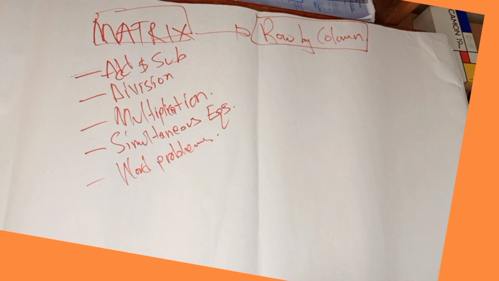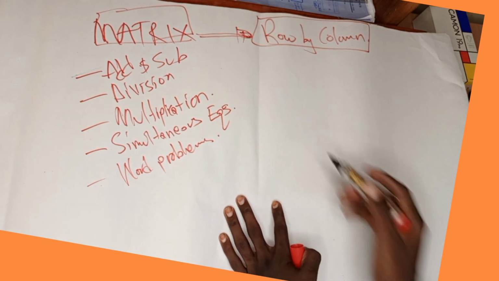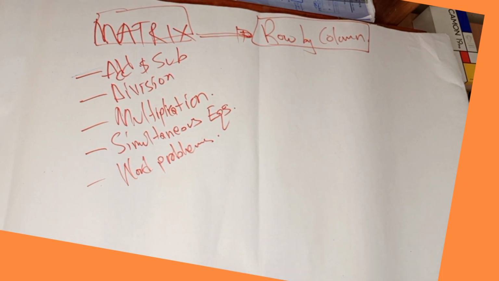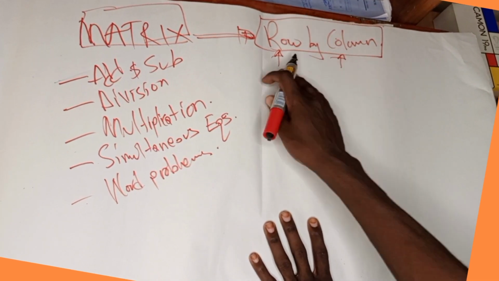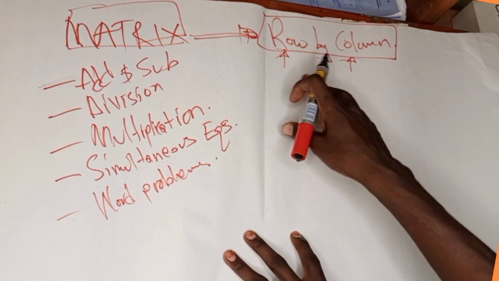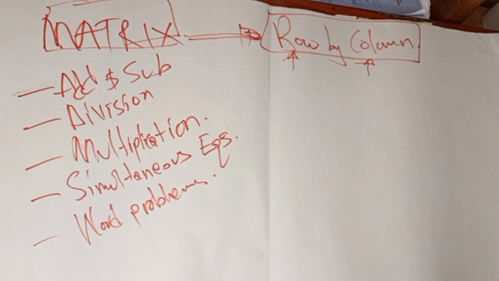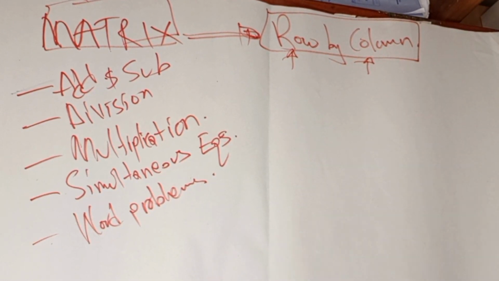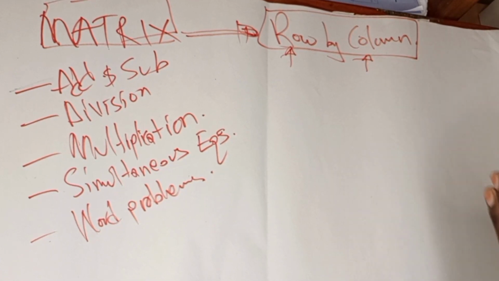So from today onwards, if any person mentions the word matrix, what should come to your mind is row by column. Before we go into the details of matrix, you need to always understand what a row is and what a column is, because these are two things you should never mistake for each other. If you do that, you will always fail matrix and you will not understand anything in matrix. So let us go and understand what a row is and what a column is.